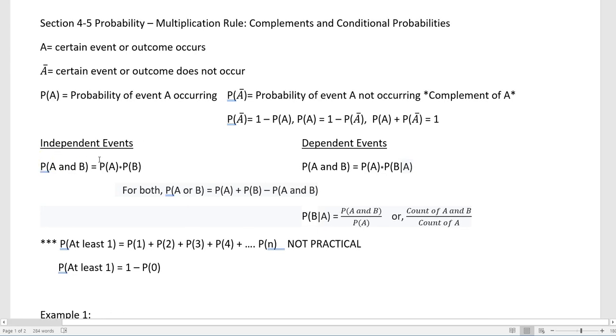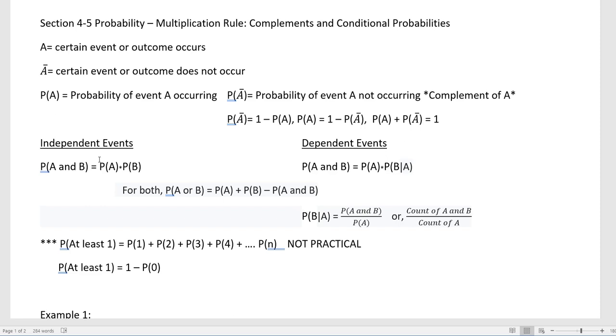So for section 4.5, we're going to be looking at the multiplication rule and specifically complements and conditional probabilities. I'm going to do a quick recap, and this is stuff you should have on your previous papers, but I kind of wanted to just culminate it together. P of A is the probability of a certain event or outcome that it occurs. A with a line over it is that that certain event does not occur.